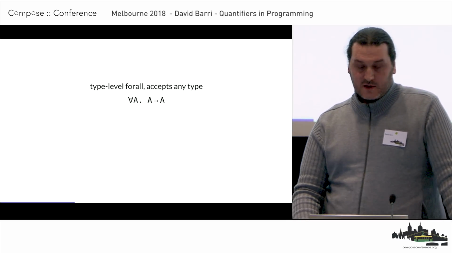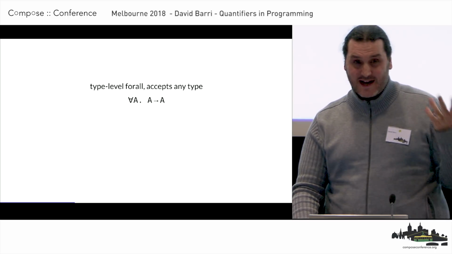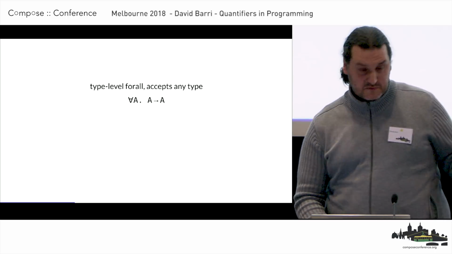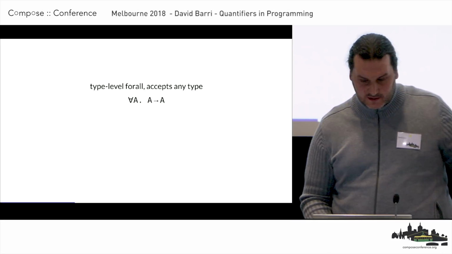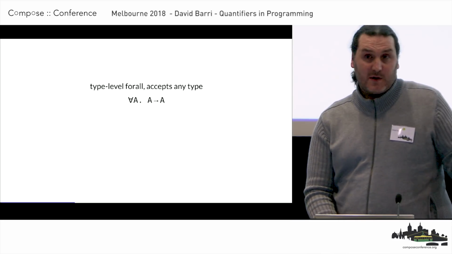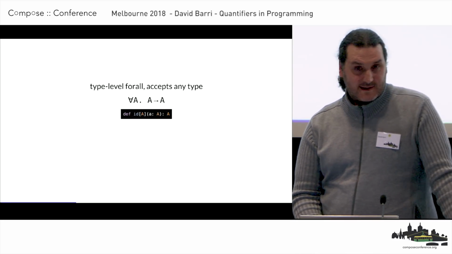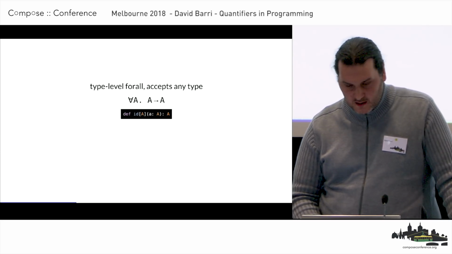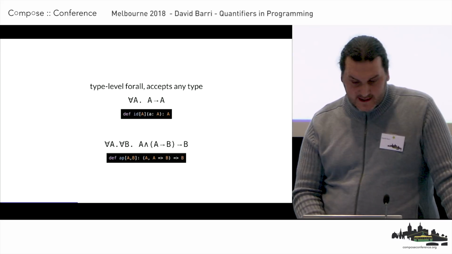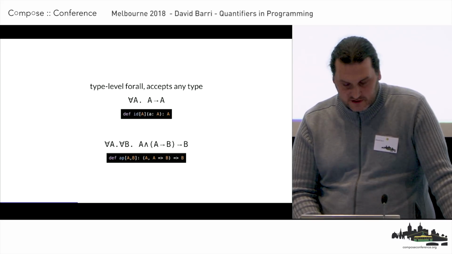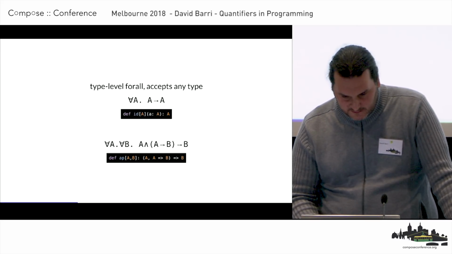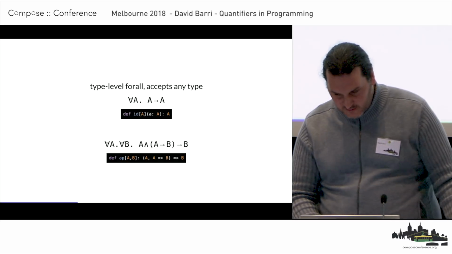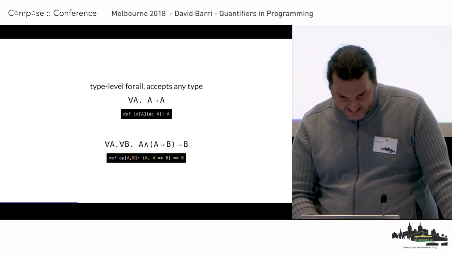Okay, so let's think of a type level for all. That means we're going to accept any type. This is the simplest logical statement you could probably come up with. For all types A implies A. Well, that's the identity function. All we do is introduce a type parameter here. And then it's just as simple as that. You just introduce type parameters for all, and then map them like this.